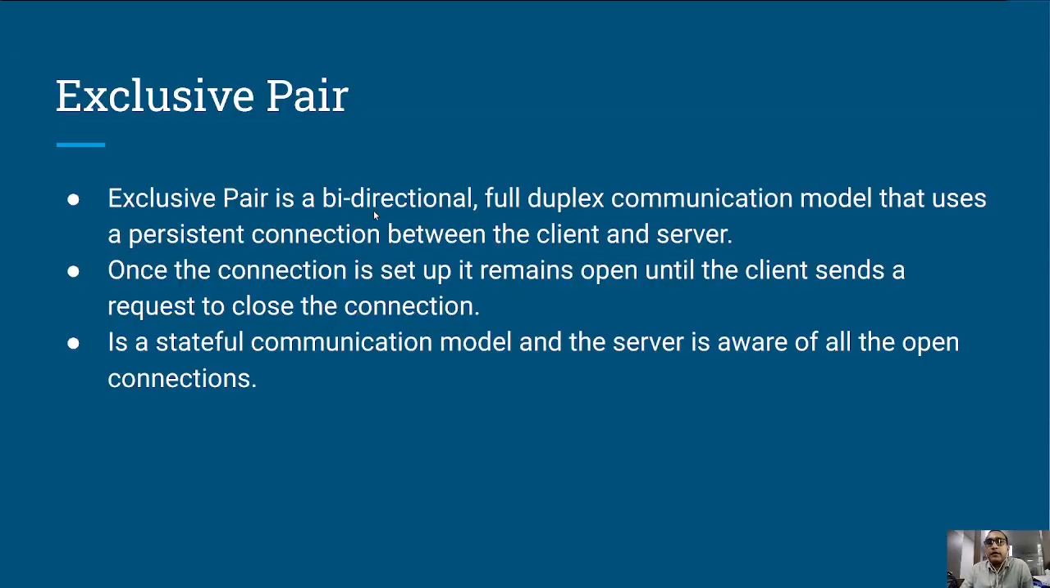Next is the exclusive pair. Normally the WebSocket communication is based on this mechanism. This exclusive pair is a bidirectional, full-duplex communication model that uses a persistent connection between the client and the server. The connection needs to be established and then there is a transmission of data between the client and the server, and bidirectional data transfer takes place in this case compared to the unidirectional in the other cases. Once the connection is set up, it remains open until the client sends a request to close the connection. So it is clear that it is a stateful communication model and the server is aware of the open connection.